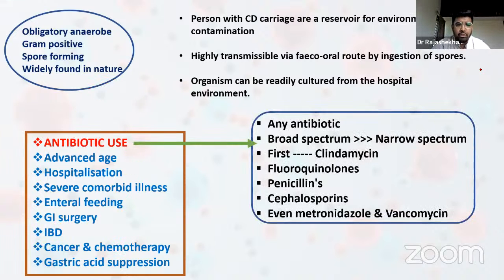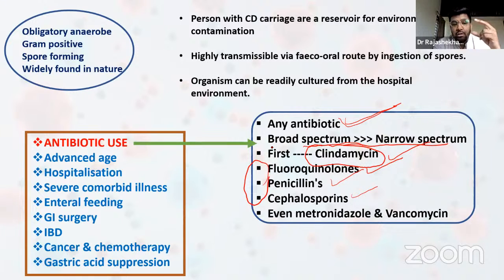Among these, the very important thing is antibiotic use. You should know that any antibiotic known to humans can act as a risk factor for Clostridium difficile infection. Among the antibiotics, broad spectrum antibiotics have a higher risk compared to narrow spectrum antibiotics. The first antibiotic detected as responsible for this is clindamycin. Nowadays clindamycin use has been reduced a lot, except in cases of MRSA with proven sensitivity to clindamycin. Among other antibiotics, the fluoroquinolones, penicillins, and cephalosporins, being broad spectrum antibiotics, are majorly responsible for Clostridium difficile infection. And even metronidazole and vancomycin.